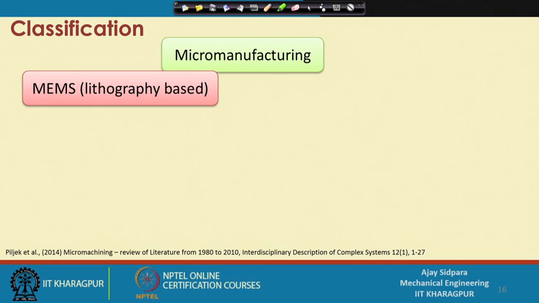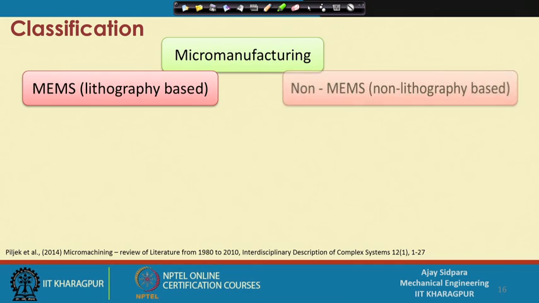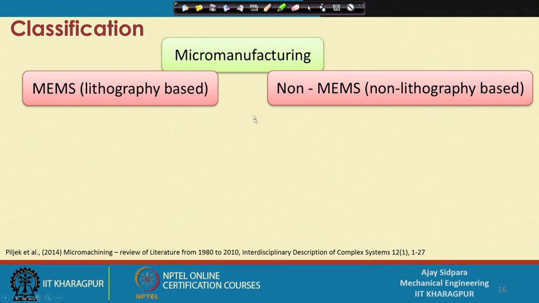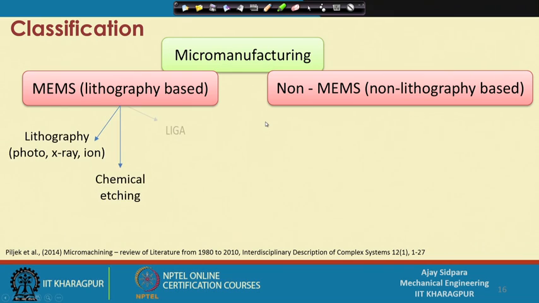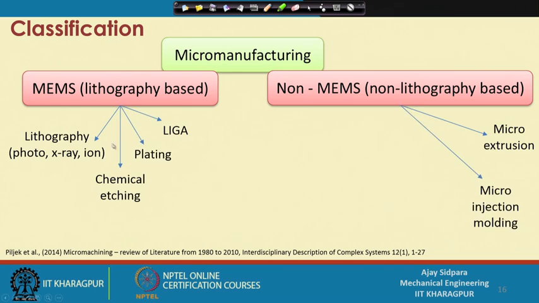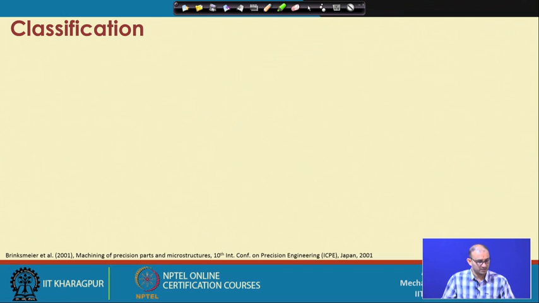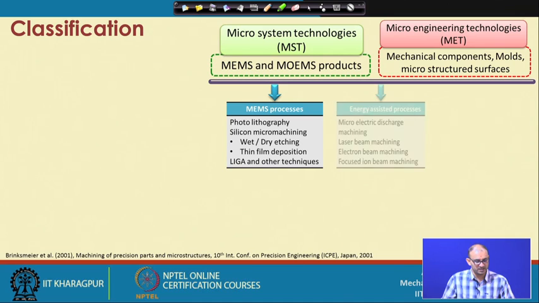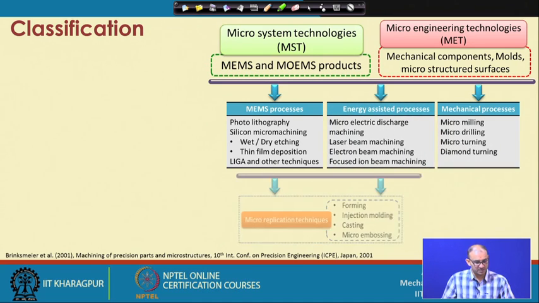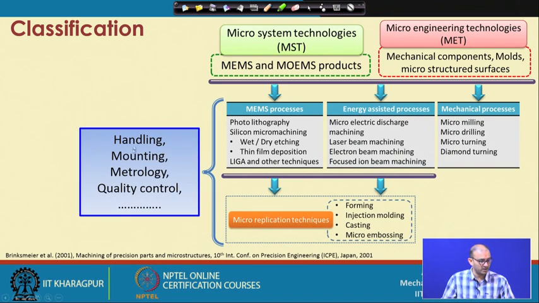So, these are the different classification, and then we have classified this material in terms of the MEMS product or the lithography base and non lithographic processes or called the non MEMS. So, here also we have seen classification, and one category was related to the etching and lithography and deposition, while in other case it was related to the casting, laser beam machining and the micromechanical processes. Third classification we have seen in the similar line, but there was an additional component, which was the handling, mounting, metrology and the quality control.